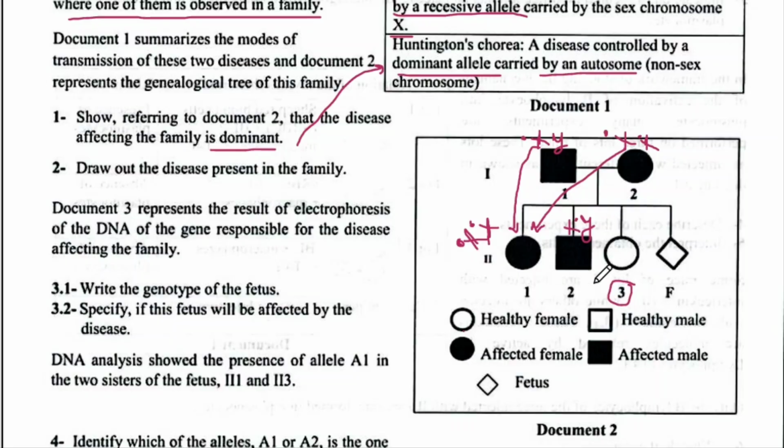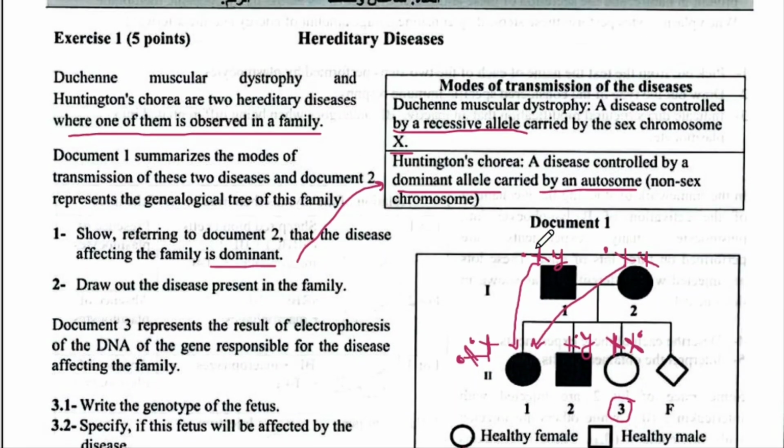Or 2-3 is a healthy female. So it's not the case, because healthy would be shown by a dominant X which is not affected, and the second X affected or not affected. So it's not the case. It's not Duchenne muscular dystrophy. It is Huntington chorea.